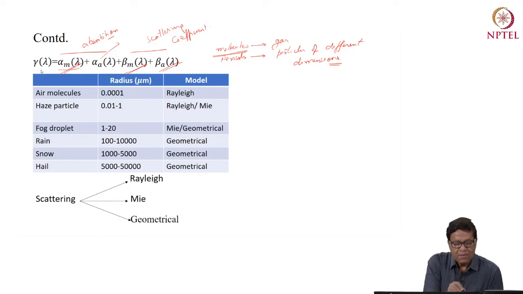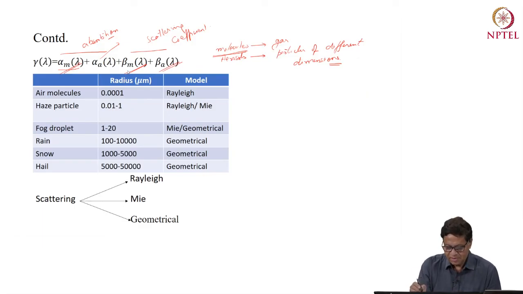So total gamma lambda, which is a function of lambda, has these four components, 2 because of absorption, 2 because of scattering, and for each of absorption and scattering there is a molecular attenuation coefficient and one because of the aerosols, particles of different dimensions.